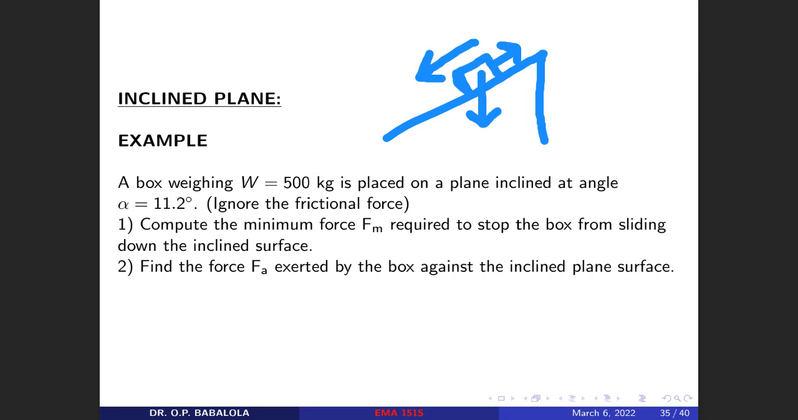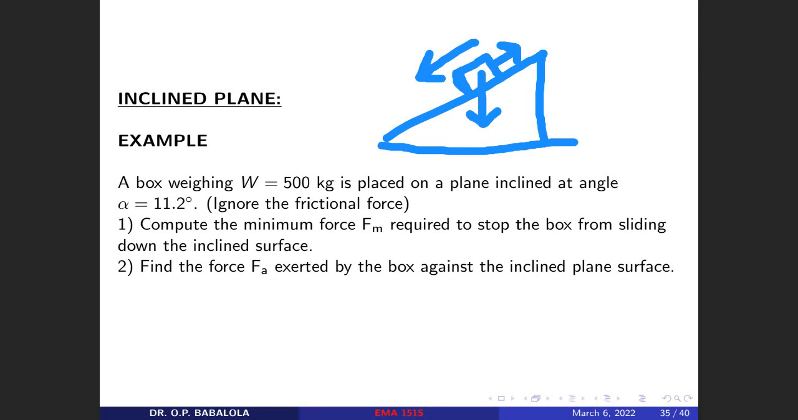So let's take an example where we have a box weighing 500 kilograms. It's placed on a plane, and this plane is inclined at an angle alpha. Now we say ignore the frictional force. Then we want to compute, one, the minimum force required to stop the box from sliding. Two, we want to find the force exerted by the box against the inclined plane surface. We'll take this one after the other.